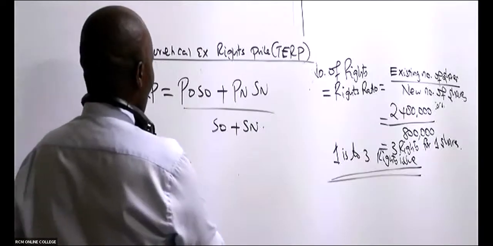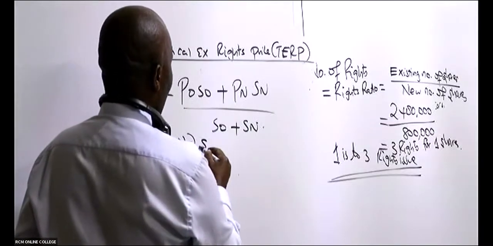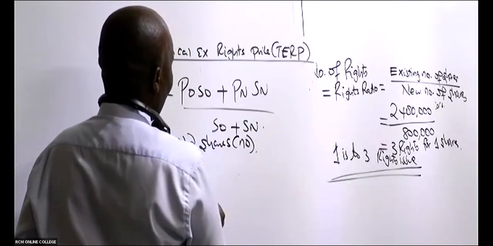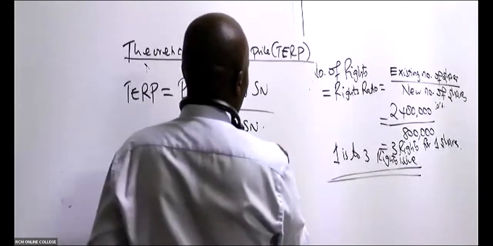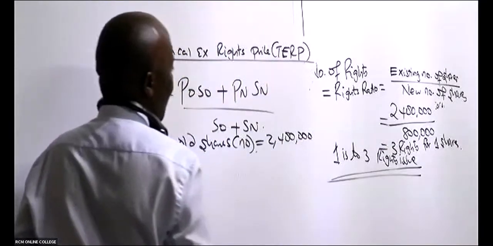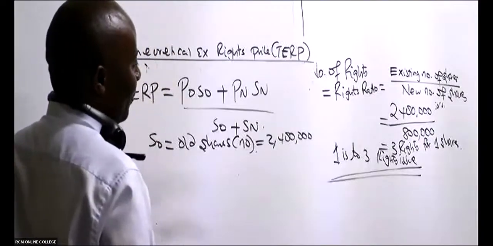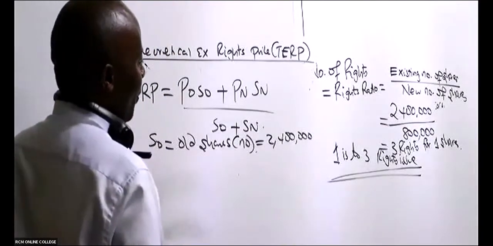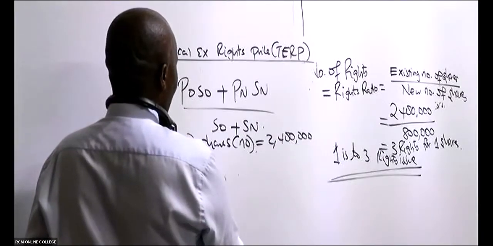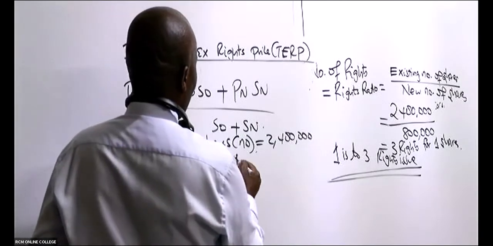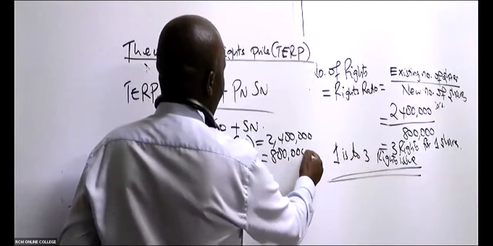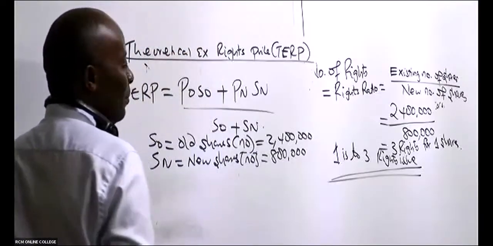So remember, SO represents the old shares number, which in this case here is 2.4 million. Now they're not talking to me, but we shall overcome, right? Then we have SN, the new shares, its number. You gave me a figure of 800,000.